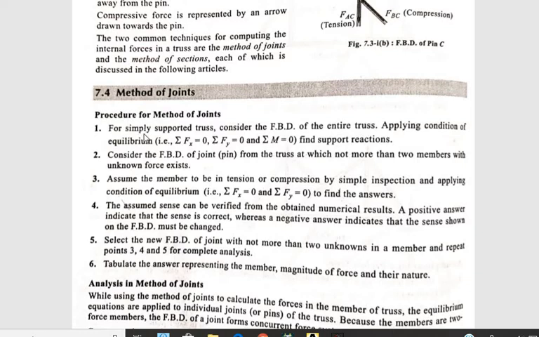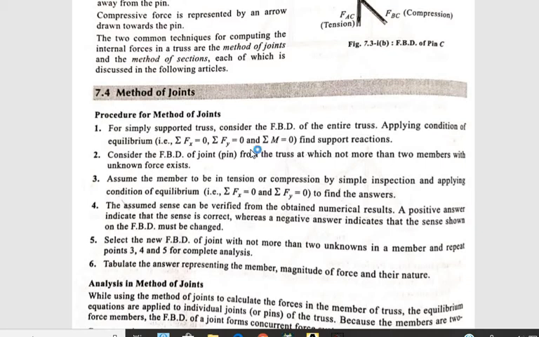Now see the procedure for the method of joints. For a simply supported truss, consider the FBD, that is the free body diagram, of the entire truss. Applying the conditions of equilibrium, that is summation Fx = 0, Fy = 0 and moment = 0, find the support reactions. In the first step we have to draw the entire FBD of the truss, use the equilibrium conditions, and find the support reactions.